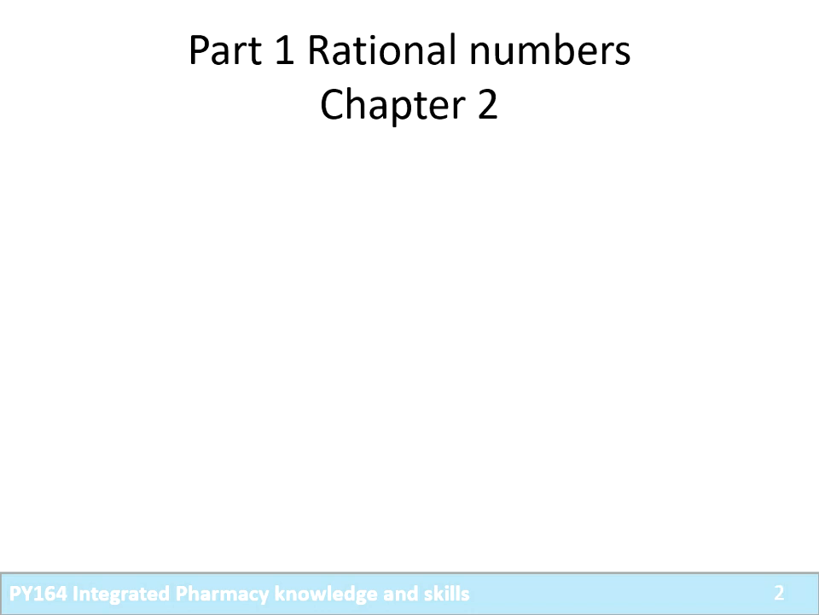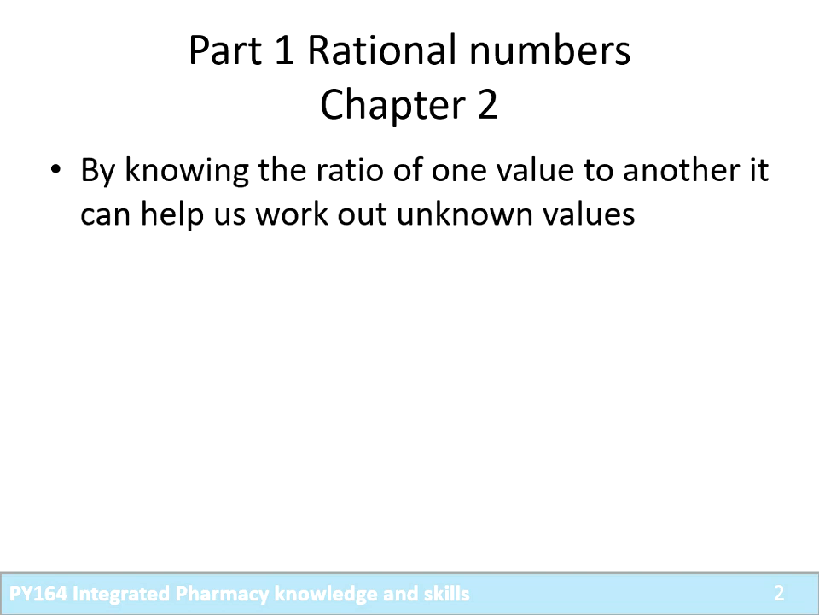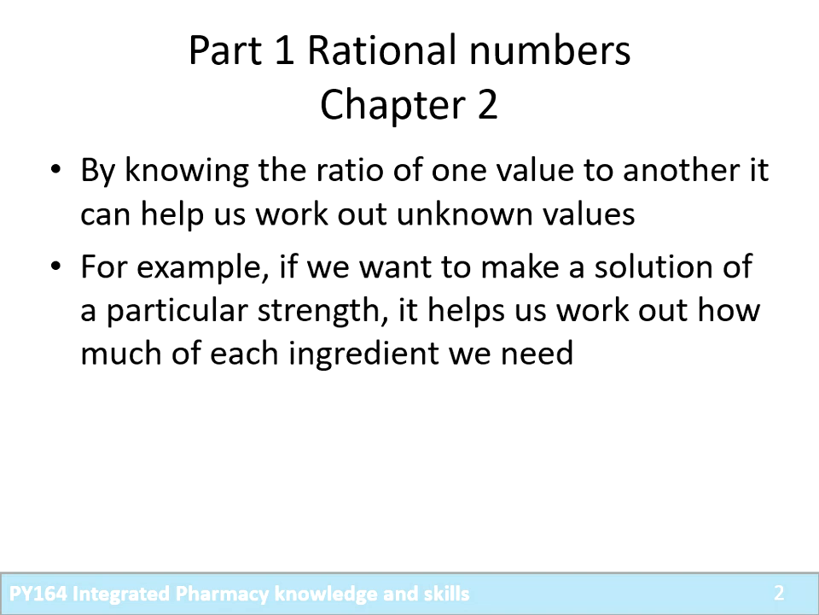Obviously, this is in chapter 2 of the book, and you can read it better there. All I'm giving, as I said before, is a bit of an overview of why we're doing some stuff. So if we know the ratio of one value to another, that helps us work out unknown values. What does that mean? Well, for example, if we had a solution of a particular strength, then if we want to know how much of a drug we need to put into solution to make a different amount of that product, then working with ratios will help us.